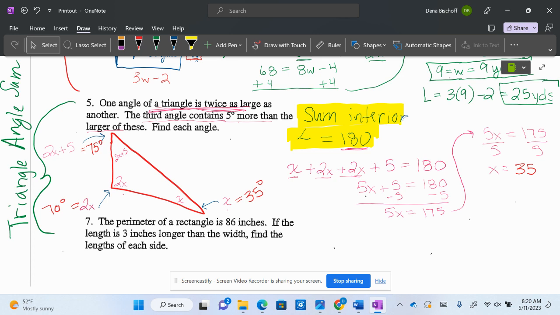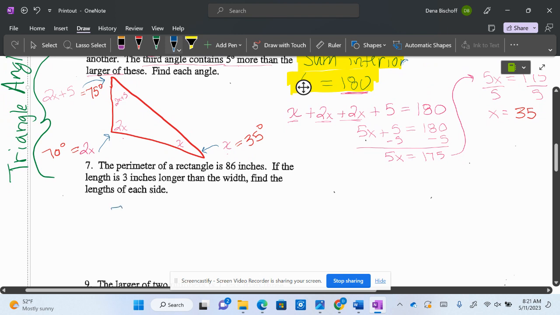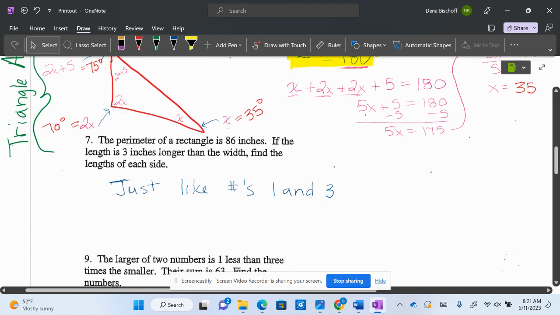So I'm going to skip number 7 because it's just like numbers 1 and 3. Is that okay? We're going to skip that one. I'll fill it out later when I scan my notes, but we're not going to waste our time on that one. I'll just write a little note here. Number 7 is just like number 1 and 3. So you can skip that one.